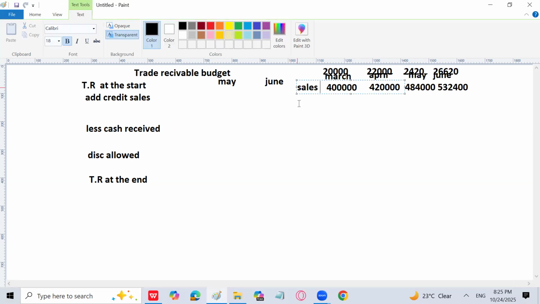Now I need to find the credit sales. Sir, why? Because in preparation of the trade receivable budget, we need credit sales, not the total sales. It is clearly stated that the credit sales are 75% of the total sales. So 4 lakh into 75% is going to be the credit sales, which becomes 3 lakh for March.